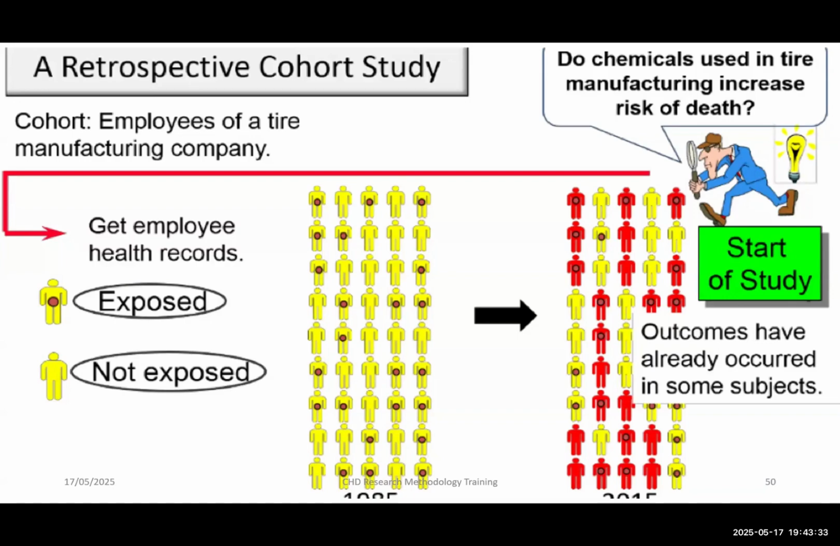So these ones, the human beings that are red, are the ones who already died. And you know that some of them are exposed, some of them are not exposed. So at this point, when you measure the outcome, some people have already died, some people have not died. So you go back in time, go to the employee record and find out those, when they were employed, after they have been employed. There are some people who work in the area where they work with the battery.